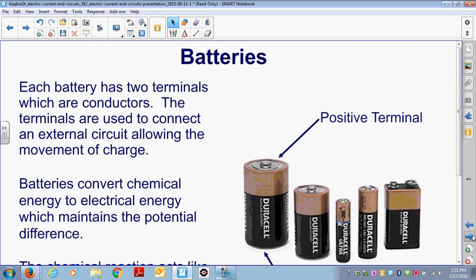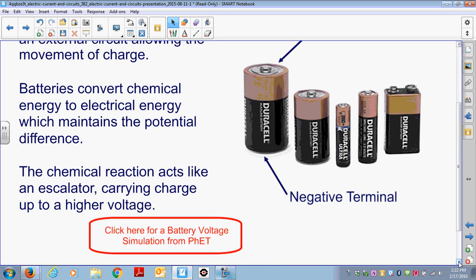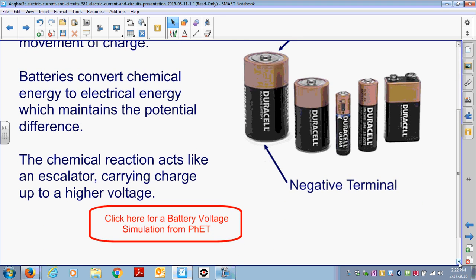Let's talk about batteries. Each battery has 2 terminals, which are conductors. The terminals are used to connect an external circuit, allowing the movement of charge. Batteries convert chemical energy to electrical energy, which maintains the potential difference. The chemical reaction acts like an escalator, carrying charge up to a higher voltage.